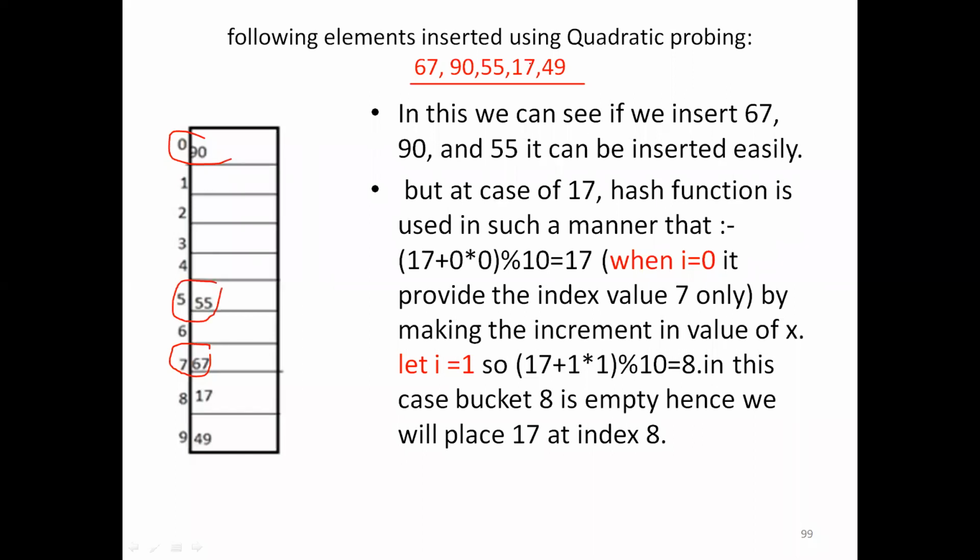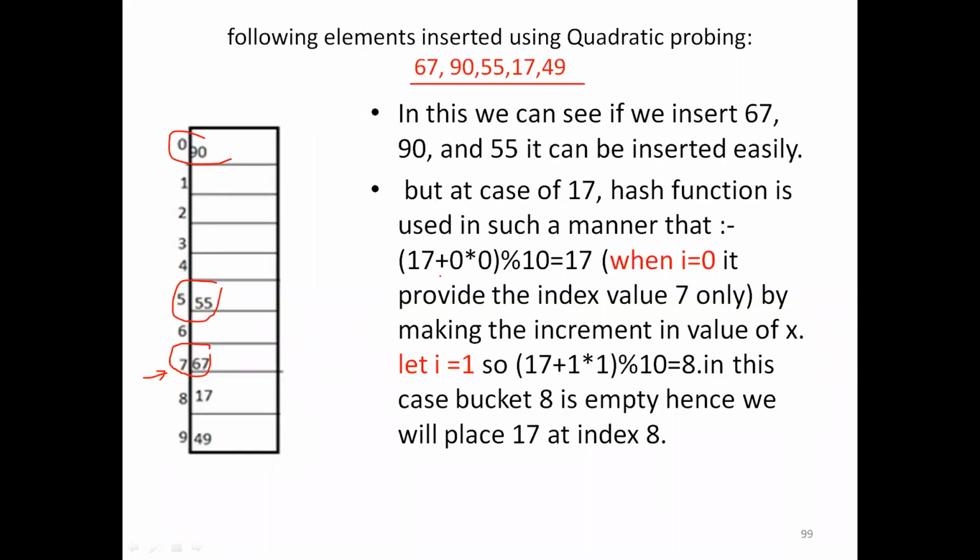Then 17 comes. What we usually do is find the given key modulus the size of the table. Here the size of the table is 10, so 17 modulus 10, the remainder is 7. So I will try to insert into this position, but it is not possible. The collision occurs, as the element is already existing.